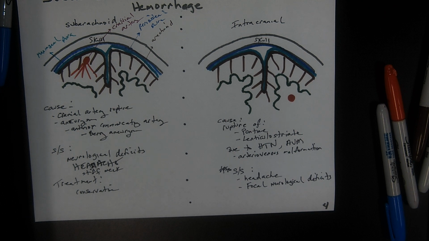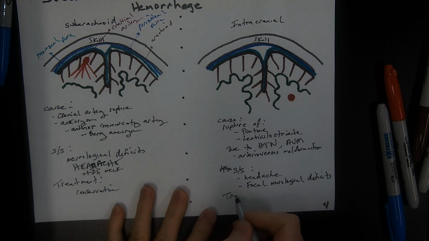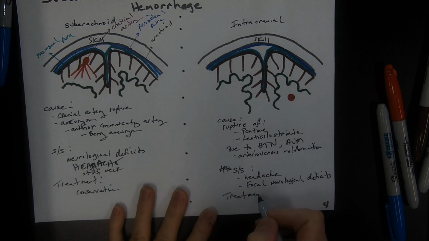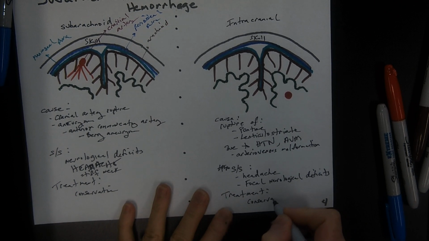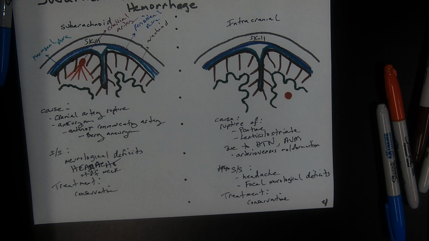And the treatment is conservative. They know it's there. They're going to manage the symptoms and just kind of watch them. Okay, so if you work with patients post-stroke in your future, you will probably see a subarachnoid hemorrhage and an intracranial hemorrhage. Subarachnoid's most common of the two.